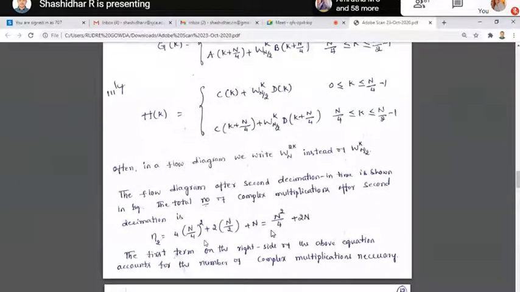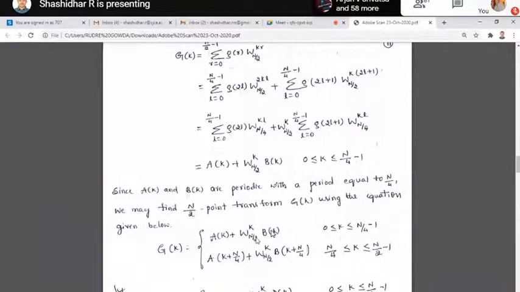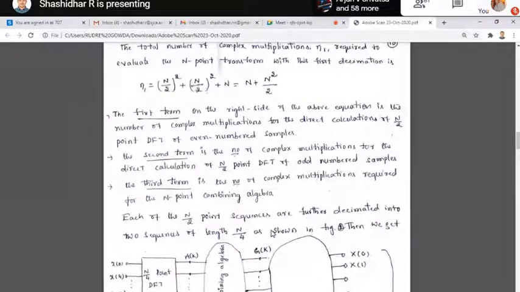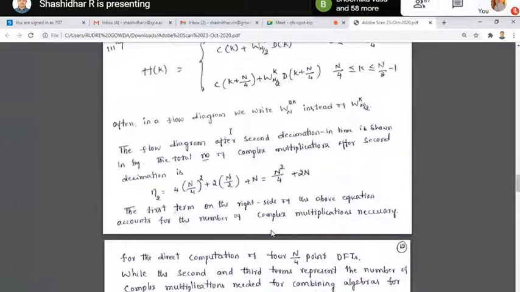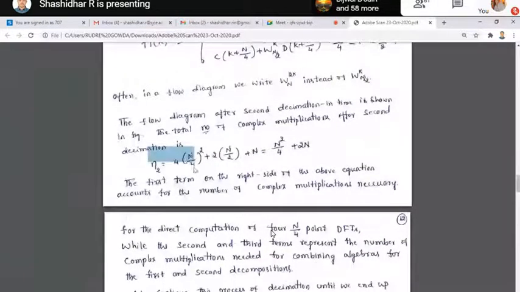So in this condition, (N/2)² plus 2 times N/2 plus N. In the first stage, it is (N/2)² plus (N/2)² plus N for stage 1. For stage 2, 4 times (N/4)² plus 2 times (N/2) plus N is equal to N²/4 plus 2N. So what is the first term on the right side?